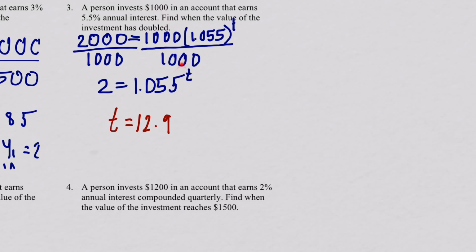The first thing I did is divide by 1,000 to get rid of that. So I got 2 equals 1.055 to the power of t. And then at this point, I use the calculator. Under y sub 1, I put in 2. Under y sub 2, I put in 1.055 to the power of t. And my calculator says that the point of intersection is 12.9. So approximately after 12.9 years, the account will double.